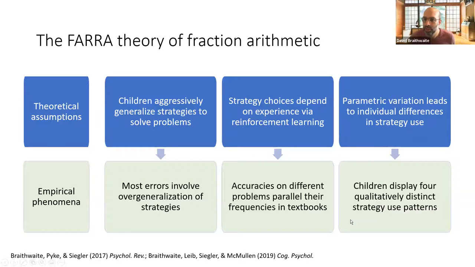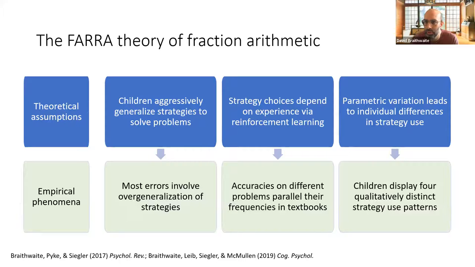The third main assumption is regarding differences between children in their patterns of strategy use. And the theory assumes that children, although they display apparently discrete differences in the strategies they use, these discrete differences are a consequence of underlying continuous differences in the parameters that govern learning and decision making.